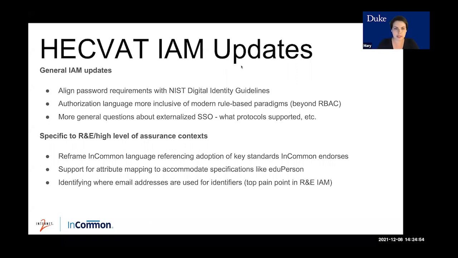So to that end, the question recommendations call out some pain points that are very common in the research and education community, including use of email addresses as a user identifier, very, very common in industry, really, really problematic in higher ed. Also attribute mapping. So many of you might be supporting attribute mapping standards like the EDUCAUSE specification to help with federation and other things.